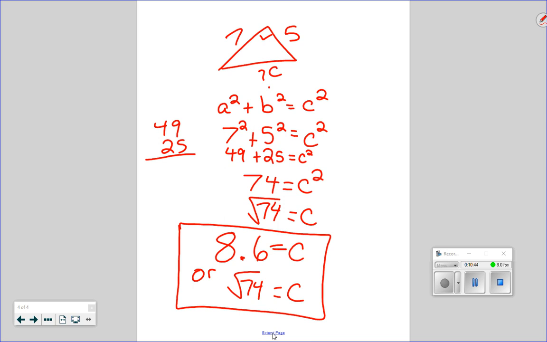So that's it. When you're solving for the Pythagorean theorem, you're finding a missing side. If you happen to get a square root that doesn't have a whole number for an answer, it's not a perfect square, then you either type a decimal that you get from the calculator, or you leave it in radical form. That means the square root of 74, like we did here.